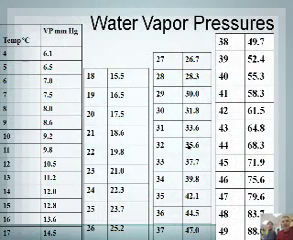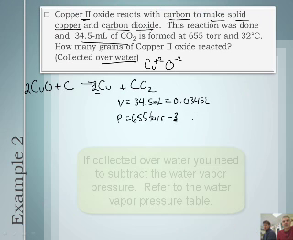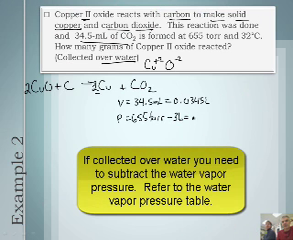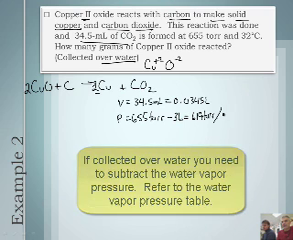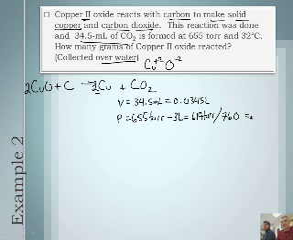So at 32 Celsius, the pressure is 35.6. We'll call that 36. So we'll subtract 36, and that equals, Mr. Sands, 619 torr. And while you're at it, divide that by 760, and we'll get our atm. 0.814.